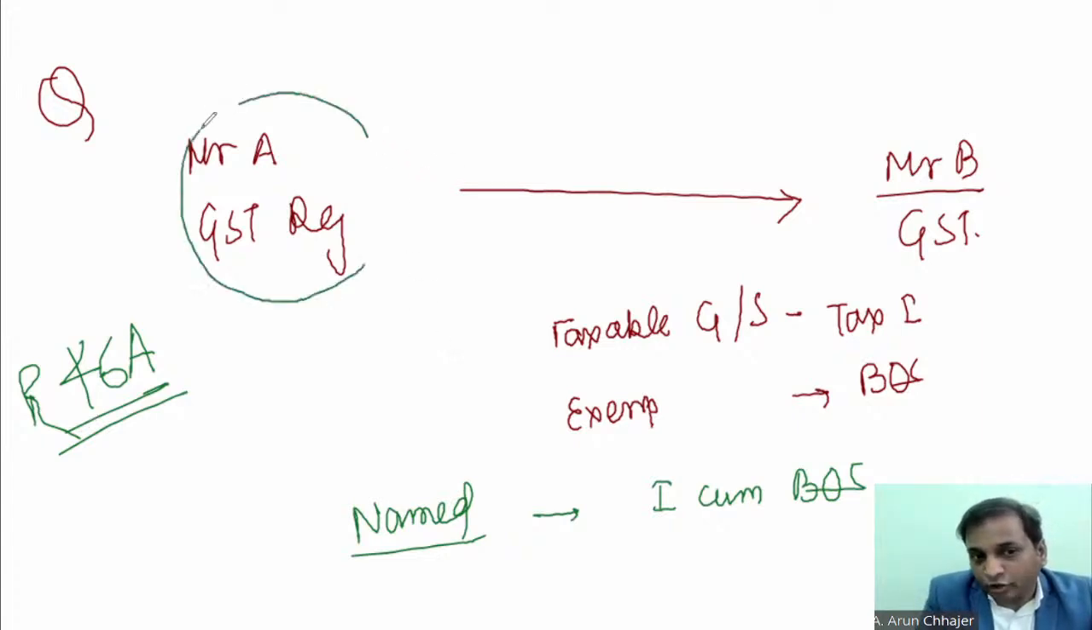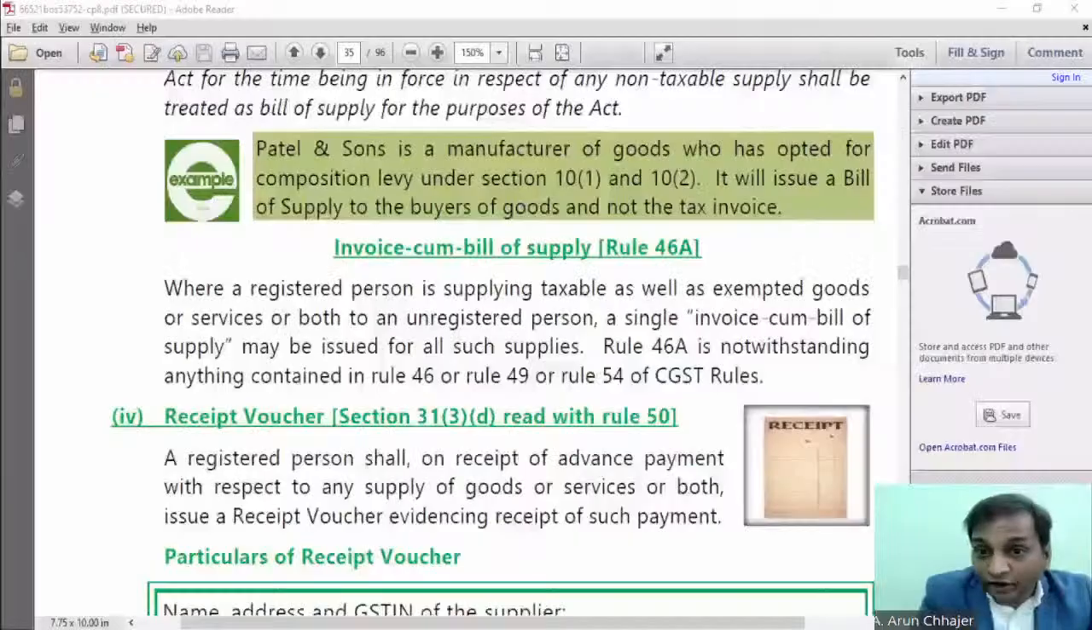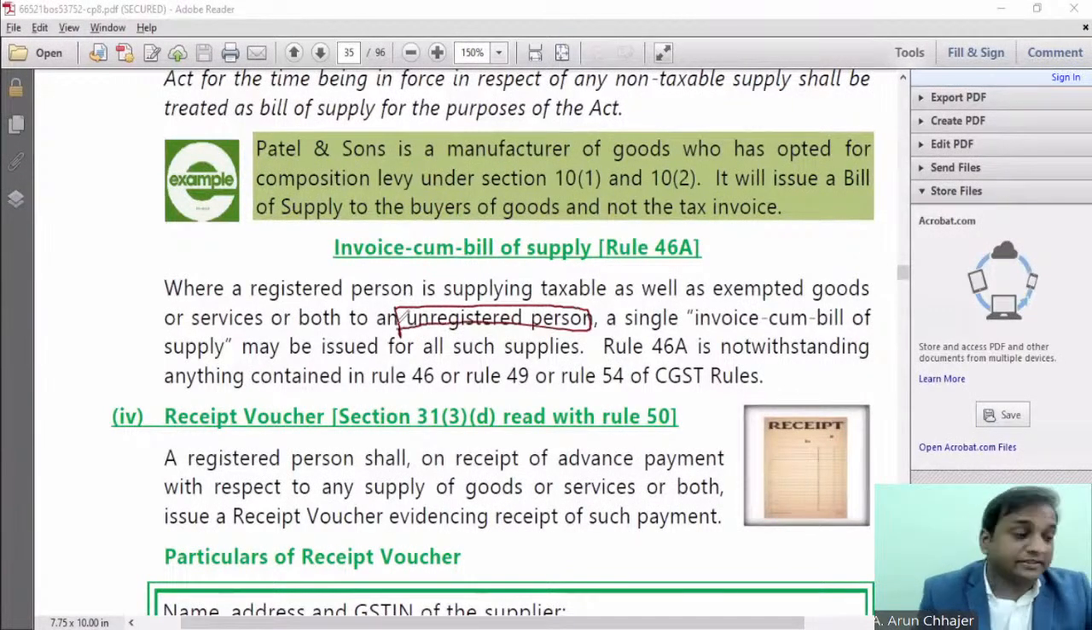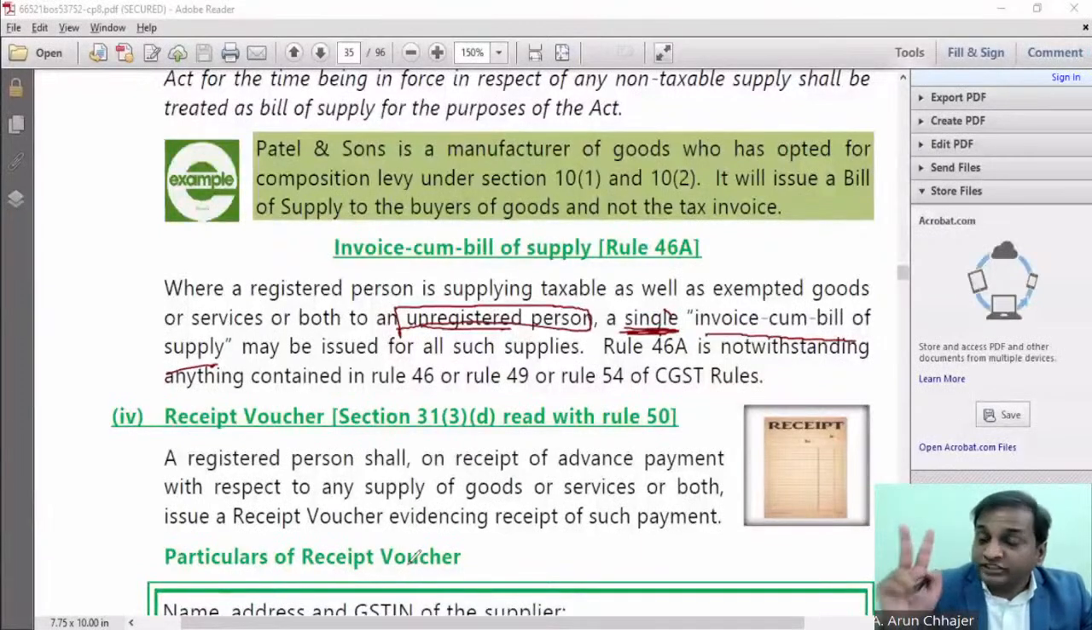In this example, I'm talking about whether we can merge both the transactions and issue a single document. The answer is given in 46A, and 46A says yes, you can issue a single document named invoice cum bill of supply, but the condition is that the recipient should be an unregistered person. In my example, the recipient is registered, therefore it is not possible. Two separate documents have to be issued: one is the tax invoice, one is the bill of supply. I hope it is clear.